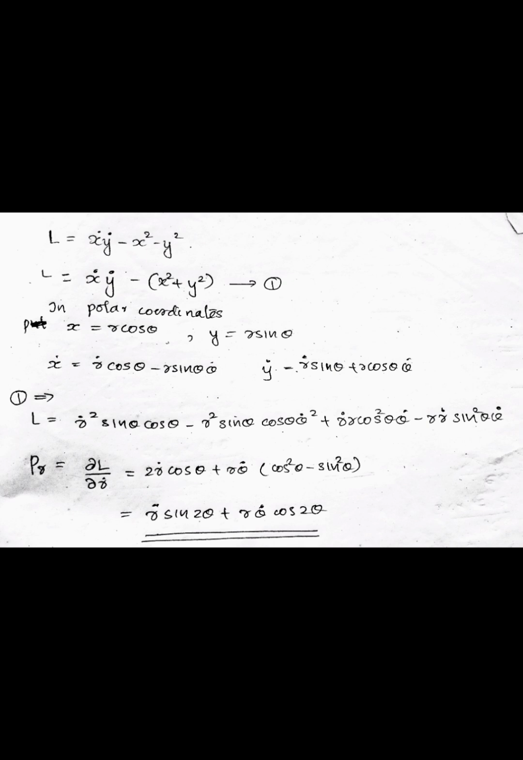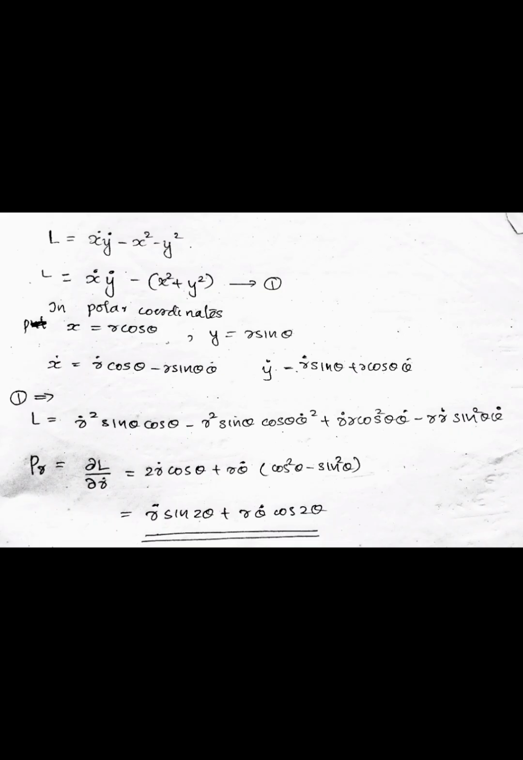In polar coordinates, x is equal to r cos theta and y is equal to r sin theta. Differentiating this, we get x dot is equal to r dot cos theta minus r sin theta theta dot, and y dot is equal to r dot sin theta plus r cos theta theta dot. Substituting these values in equation number 1, we get L is equal to r dot square sin theta cos theta minus r square sin theta cos theta theta dot square plus r dot r cos square theta theta dot minus r dot r sin square theta theta dot.